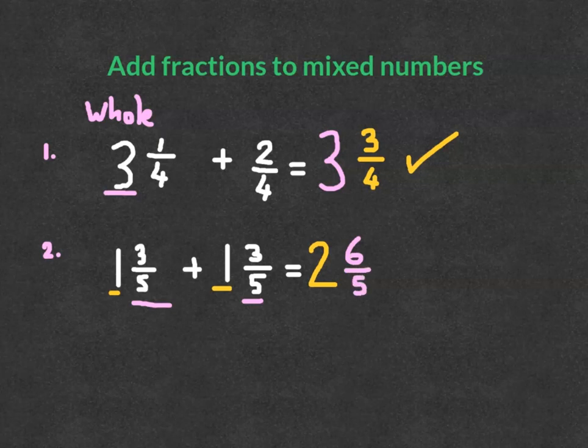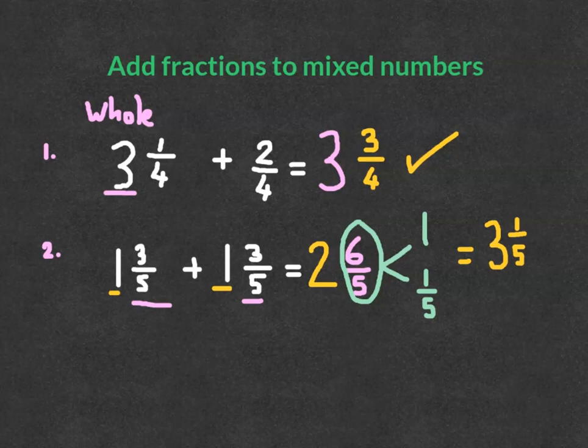But we've got an improper fraction there. We've got to change it. We can see that 6/5 is 1 whole and 1/5. So our total is 3 1/5.